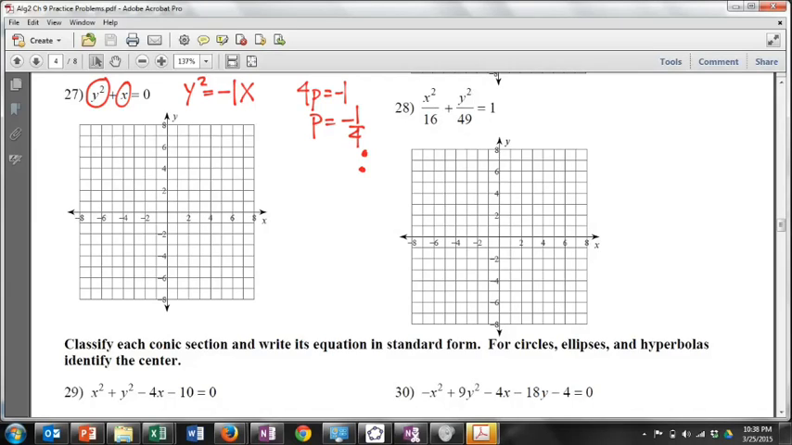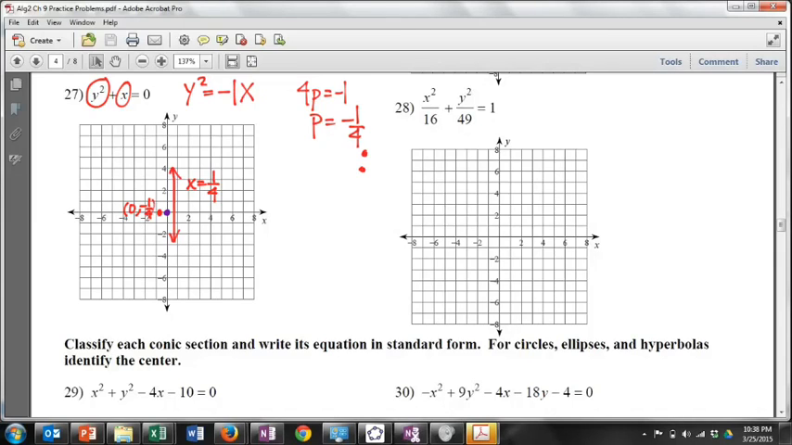Now, this is centered at the origin, my parabola. It's a y squared type of parabola, therefore it goes right or left. So I'm going to draw in my vertex. P is negative 1/4, so my focus is right over here at 0, negative 1/4. My directrix is going to be a line on the other side of that, which is going to be at x is equal to 1/4.